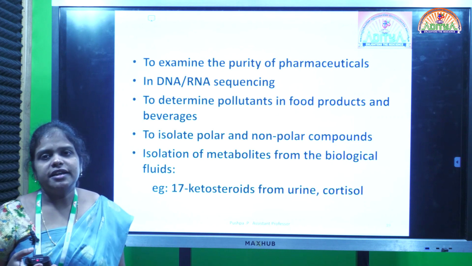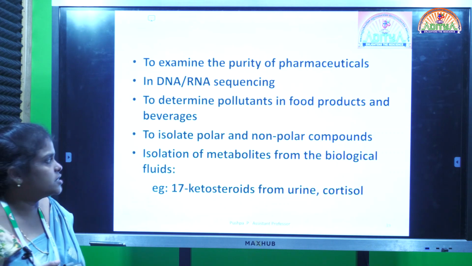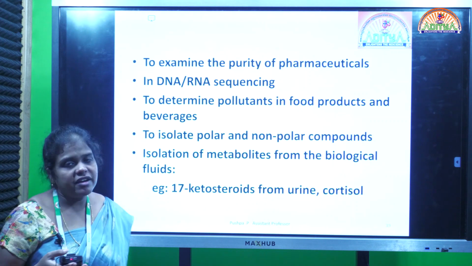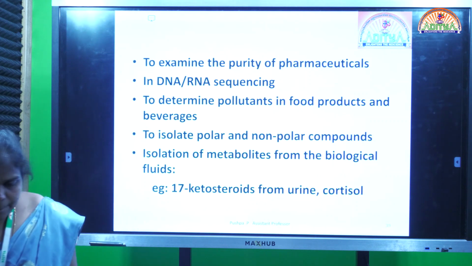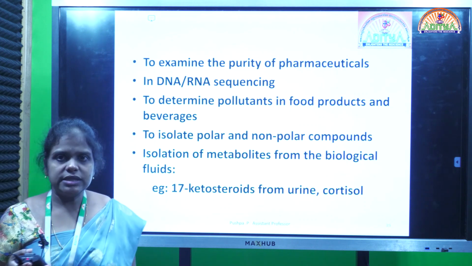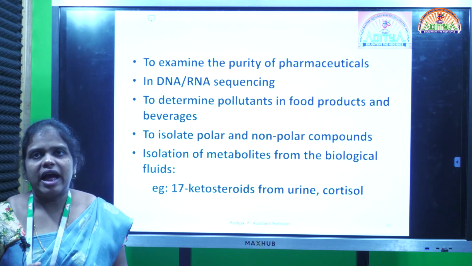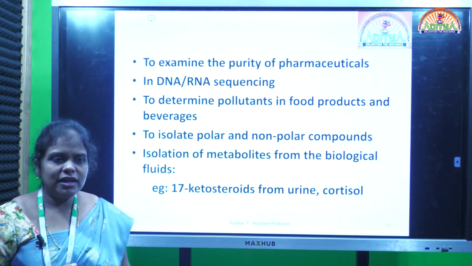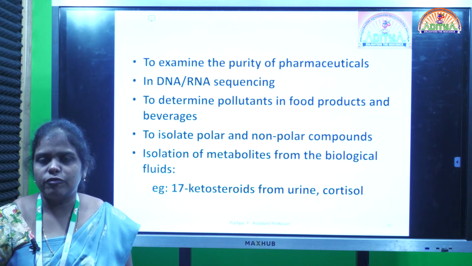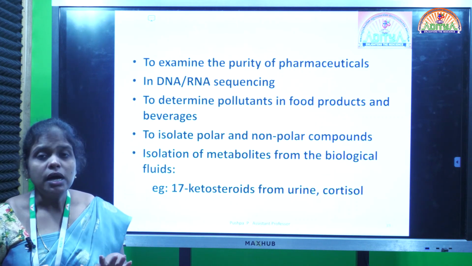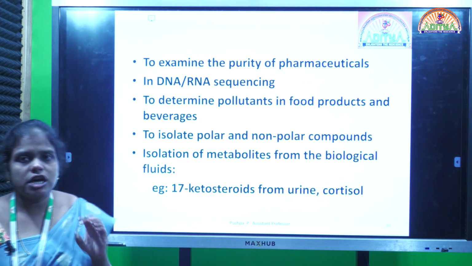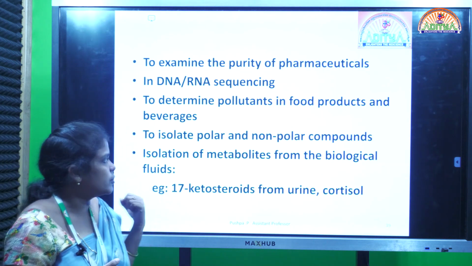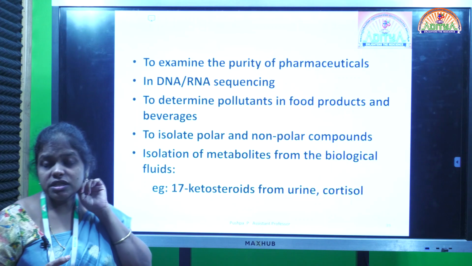In the genetical applications also we can use this column partition chromatography, and also determine the pollutants present in food products and beverages. Best example is, for example, noodles, we will use Maggi noodles and Yippee noodles. In that there will be some other components also which will be hazardous or harmful to our body. So what are those degraded or impurity compounds which are present in that food products, we can identify by using this column partition chromatography.